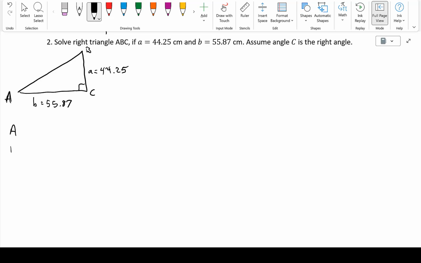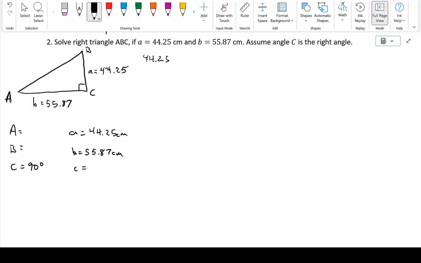We can again put our answer over here at the end: angles A, B, and C. We know angle C, of course, is 90 degrees. We were assuming that's our right angle. Little side A, I'll leave a little more room, probably have a decimal, is going to be 44.25 centimeters. Little side B, we were given the 55.87 centimeters, and we want to find little side C, which is our hypotenuse. So we can use our Pythagorean theorem to find that missing side length.